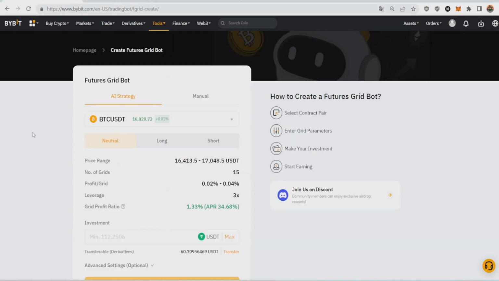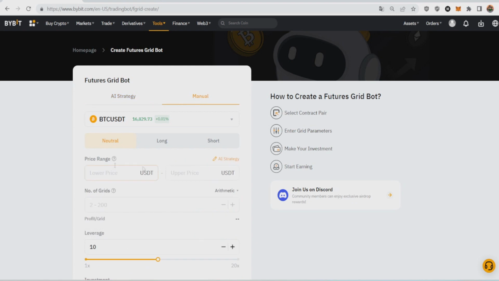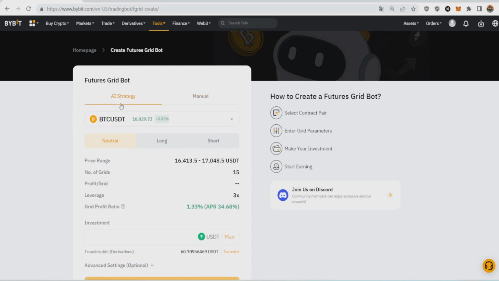So after you clicked on it, you can see that we're in the futures grid bot. So what I would always recommend is just using the AI strategy. Don't bother with normal, guys, it's too difficult. The AI strategy is based on a bot which calculates everything and knows how to make money.